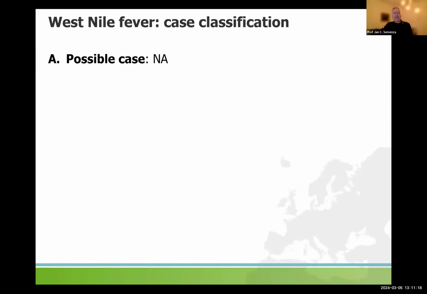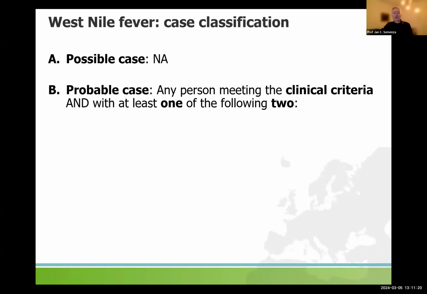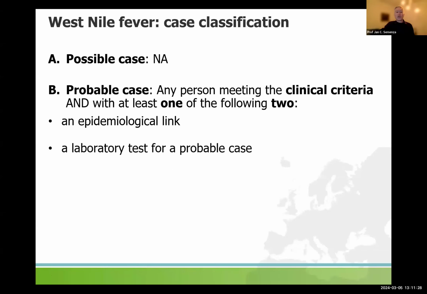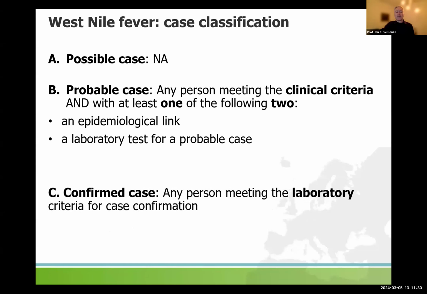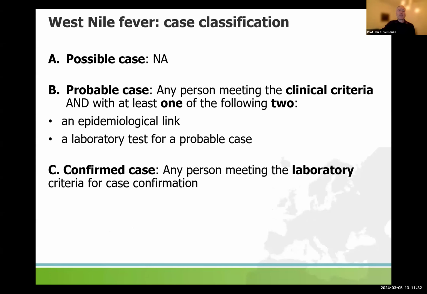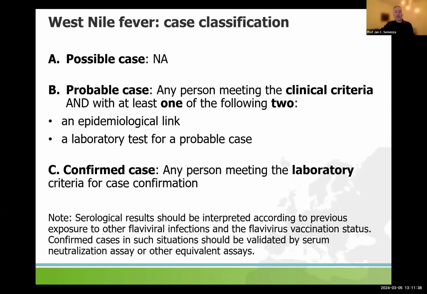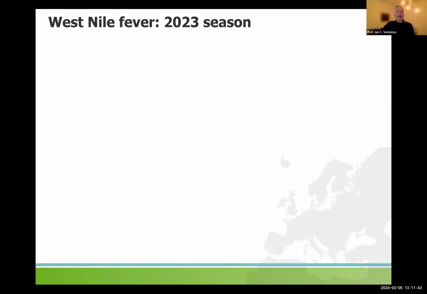Then we also have the case definitions here. For example, a probable case is defined as an individual with clinical criteria with at least one of the two following criteria, like epidemiologic link or a laboratory probable case, like the IgG that I mentioned earlier. But then a confirmed case would be any person meeting the laboratory criteria of the case confirmation that I mentioned earlier.